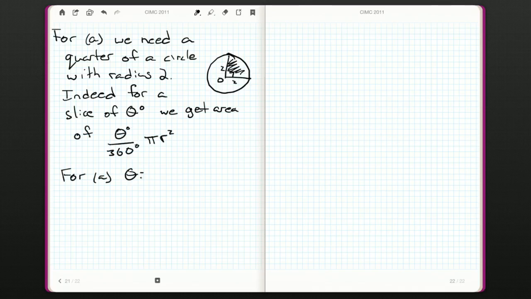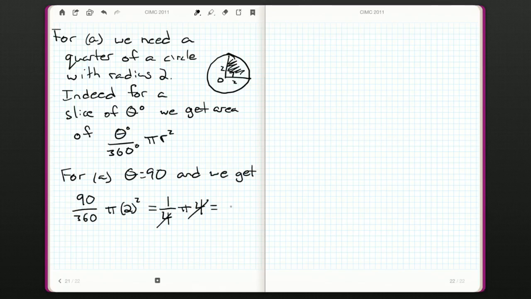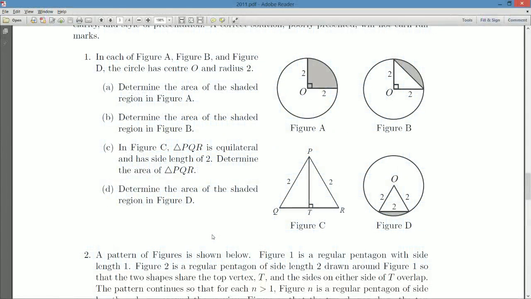So for part A, theta is 90. Pi r squared, and we know what r is. It's a radius of 2. So we can simplify that to 1/4 pi times 2 squared, and 2 squared is 4. So the area is pi. There's no meters squared or anything like that in the question. We're just simply asked for the area. So we get an area of pi. That's question part A.